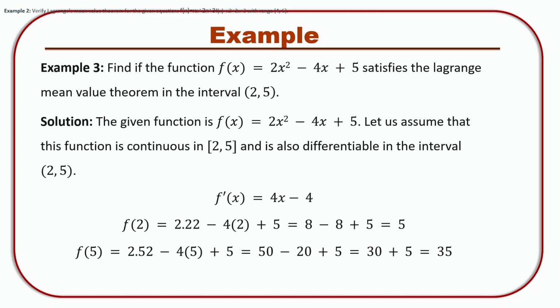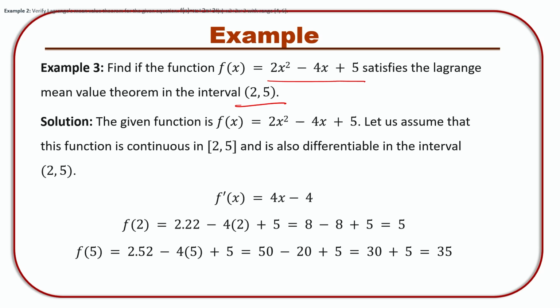Now, look at the third problem. The function is given as 2x square minus 4x plus 5, and you have to verify that it satisfies the Lagrange mean value theorem for the interval 2, 5. To verify the Lagrange mean value theorem, what did we have? We have the two conditions.